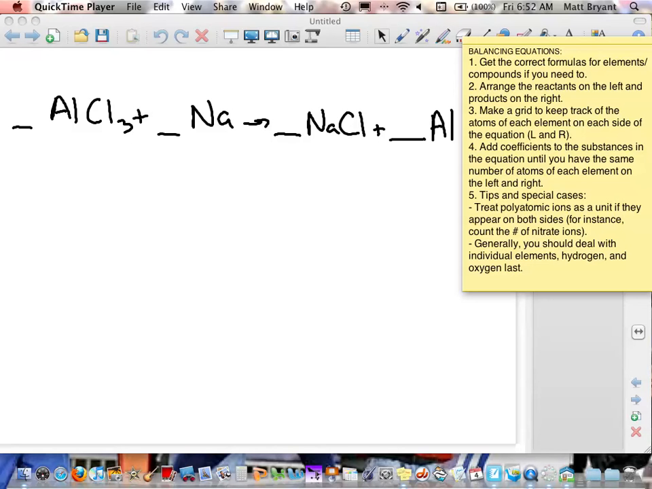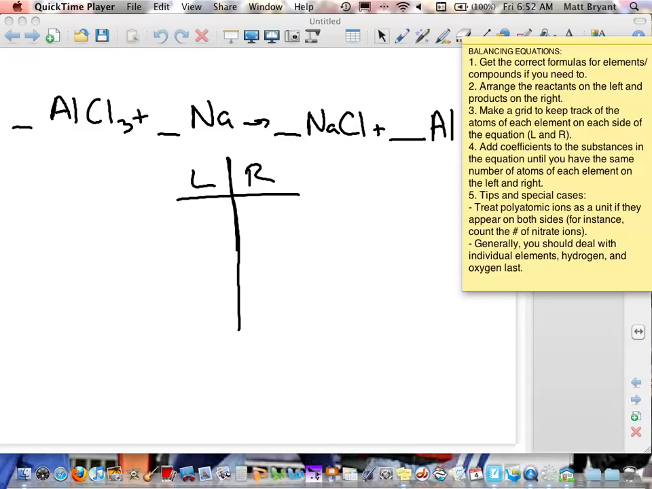The whole trick of balancing equations is basically a math problem. So what I'd like you to do is make a grid, and that grid will help you keep track of the atoms of each element on each side of the equation. This is something my old chemistry teacher taught me way back in the day: I make a really simple chart. If you can make something into a chart, it's always a good idea to organize your thoughts.